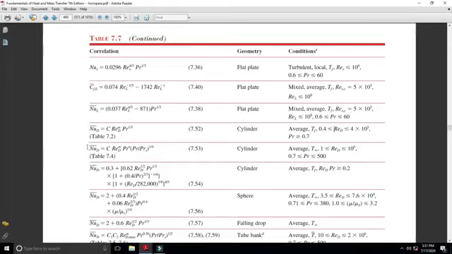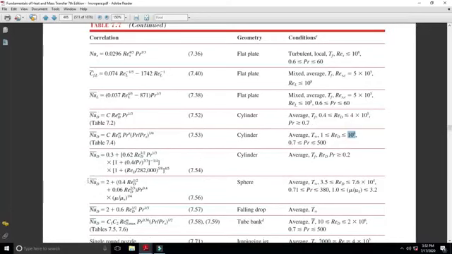Similarly, this expression of Nusselt number will be used if the flow is taking place over a cylinder and if the Reynolds number is less than 1 exponent 6 and Prandtl number is between 0.7 and 500. So you can see there are a lot of expressions for Nusselt number. For example, this one, right? So this one can also be used for the flow over a cylinder.